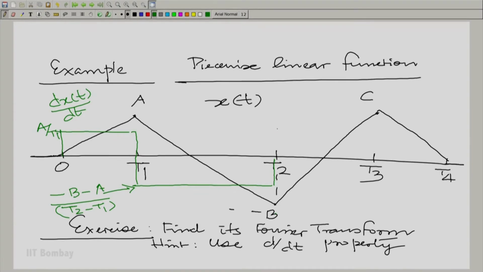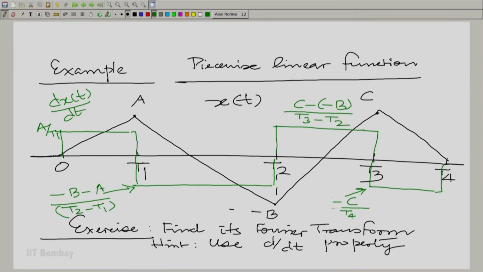And here of course, you have a positive pulse again. It goes to c from minus b between t3 and t2. And finally, you need a negative pulse here again. It goes to 0. So, it falls from c to 0 over an interval of t4 minus t3. So, this is the derivative, and it is very easy to calculate the Fourier transform of this derivative.